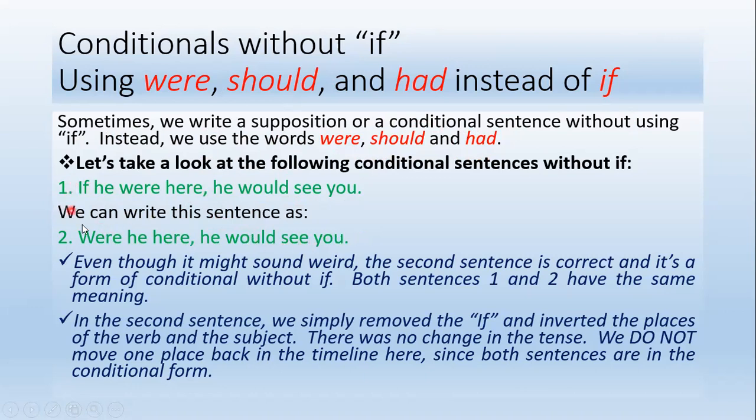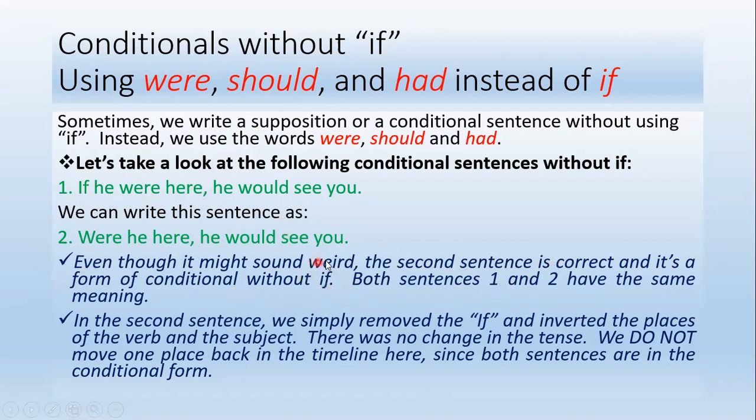Now, if you compare and contrast those two sentences, first of all, you can realize that we removed the if and we switched the position of the subject and the verb. All right, so instead of saying if he were, we say were he. We remove if and we switch those. So were he here, he would see you. That's the way we would use conditionals without if. Or if we have should he. All right. So even though it might sound weird sometimes because you're not used to it, the second sentence is also correct. And it's another form of conditional sentences which are written without if.